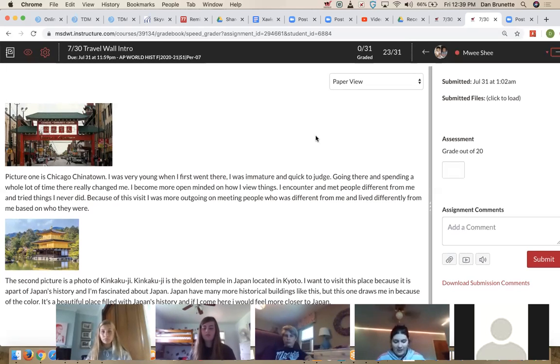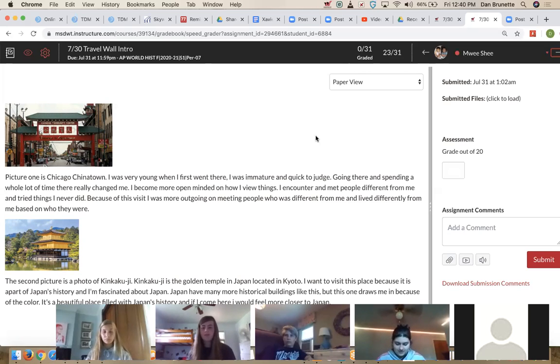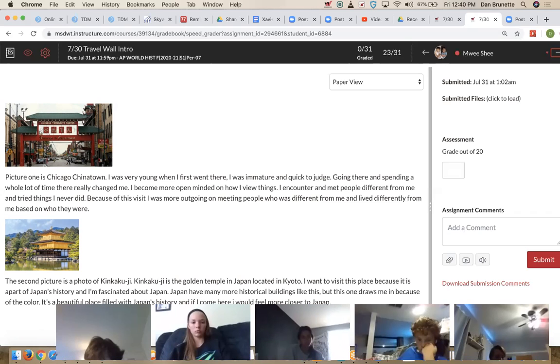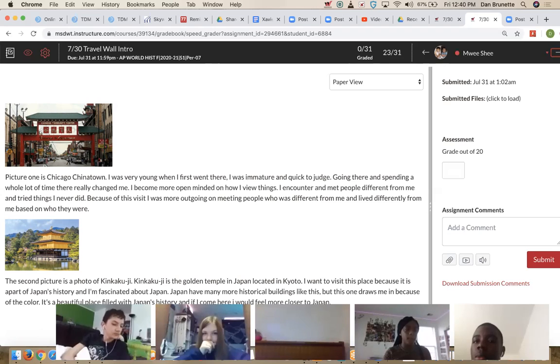And the second picture is the Golden Temple in Kyoto in Japan. I always wanted to visit here and visit Japan itself because Japan has many beautiful buildings like this, and it's just historical and cool, I guess.